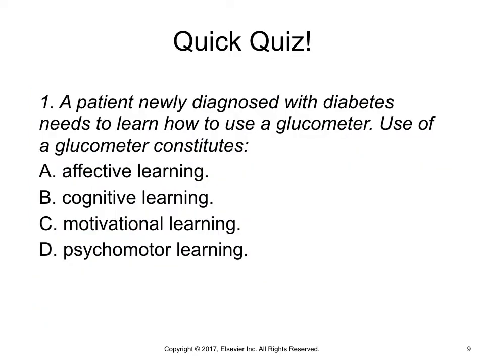Time for a quick quiz. A patient newly diagnosed with diabetes needs to learn how to use a glucometer. Use of a glucometer constitutes A. Effective learning, B. Cognitive learning, C. Motivational learning, or D. Psychomotor learning.